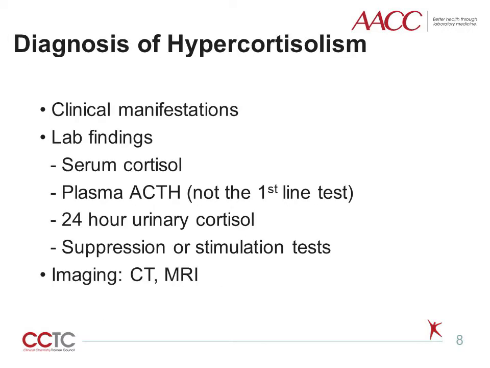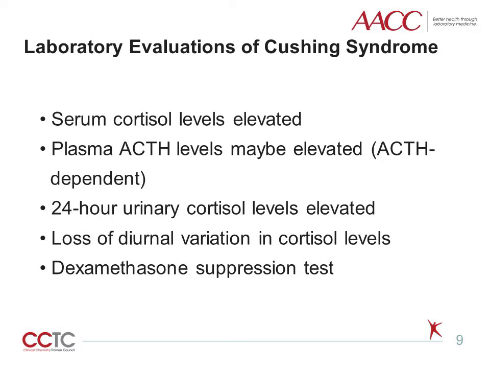The diagnosis of hypercortisolism mainly relies on clinical manifestations and laboratory findings. For lab testing, serum cortisol and 24-hour urinary free cortisol are used for primary screening tests. Suppression or stimulation tests are needed in order to make the diagnosis, while plasma ACTH is not the first-line test. Sometimes imaging studies, such as CT and MRI, are used to localize the lesion. Here is the list of lab tests.